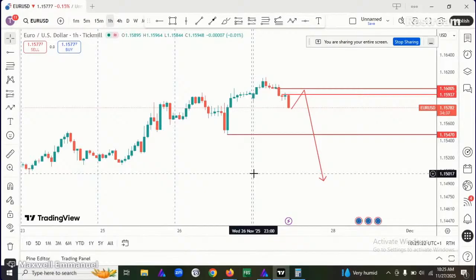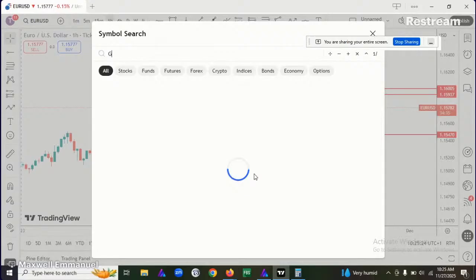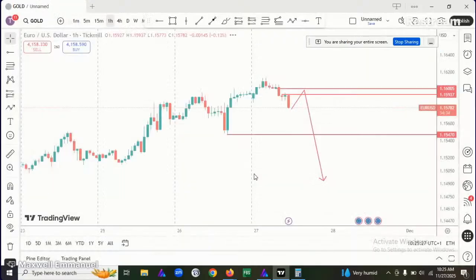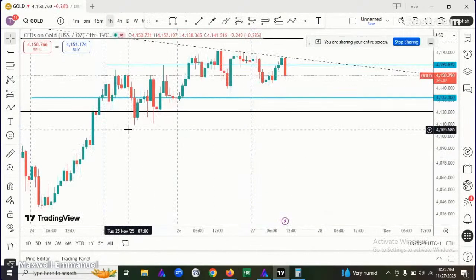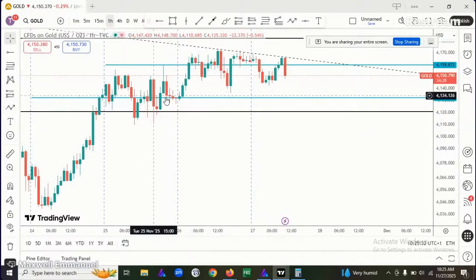So that's it for Euro USD. I'm not happy I missed this move on gold. Gold is bearish. Gold is likely going to come and sweep all this.